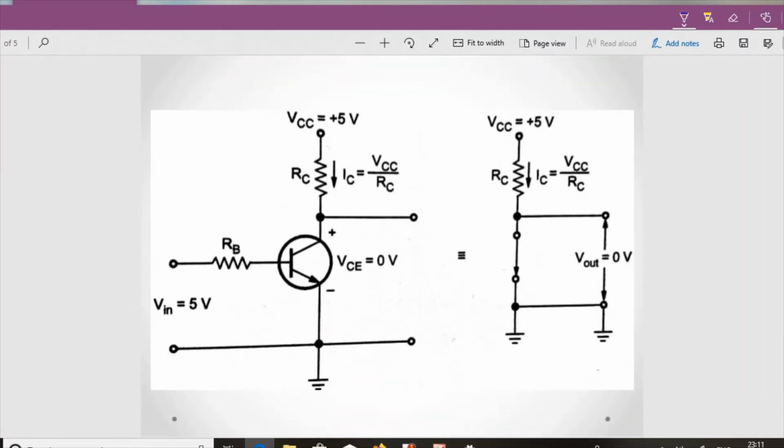Now we have got the circuit. So let's go one by one. The VCC is given 5 volt. Then RC, that is your collector resistor, and the current flowing is IC out here. And the IC is nothing but VCC by RC. So the voltage available here would be nothing but this potential difference, and this would be the same potential difference available here.